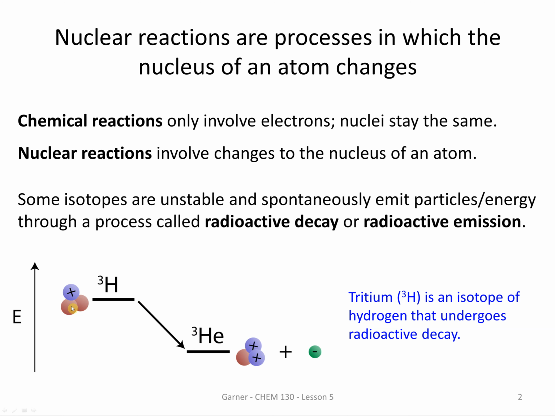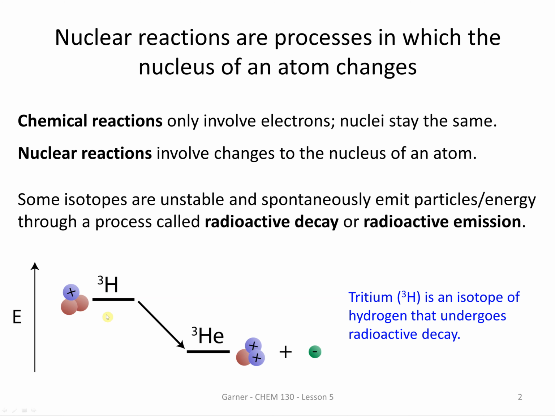Now the mass number did stay the same here. We still have a sum of 3 protons and neutrons in both cases. So our mass number is still 3, but the identity of the element has changed since we've gained a new proton here. The other thing to note about nuclear decay is that it results in a loss of energy from the nucleus.